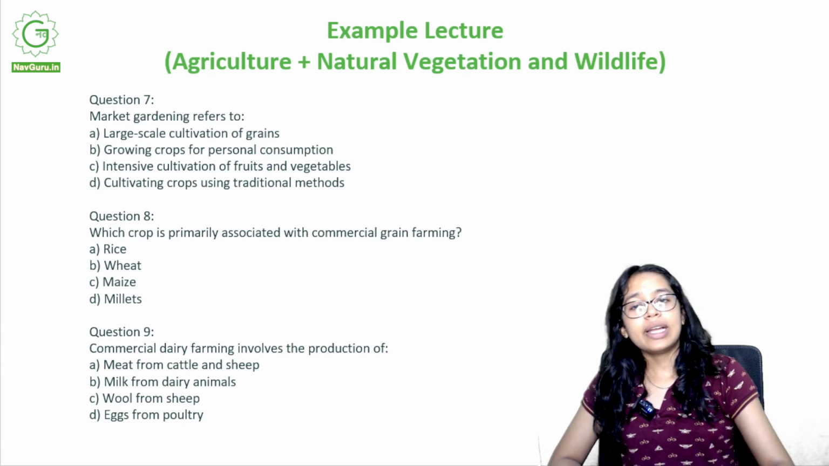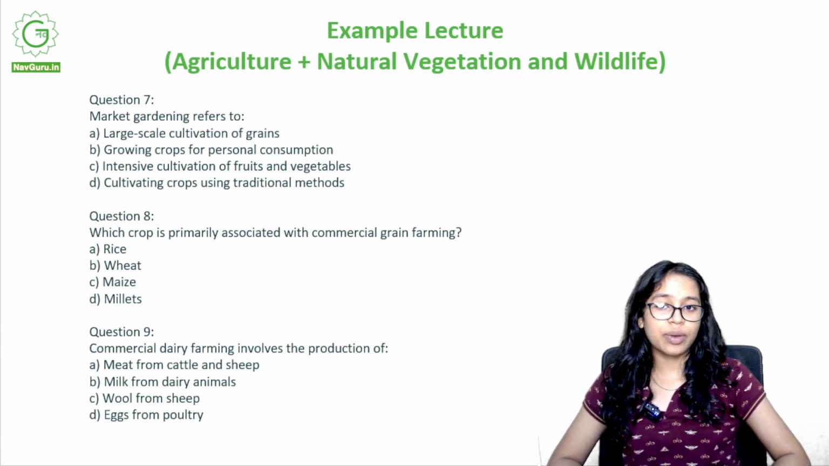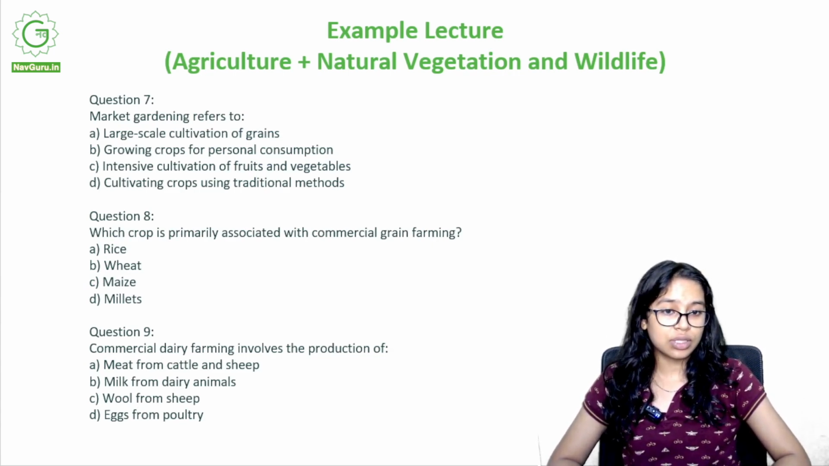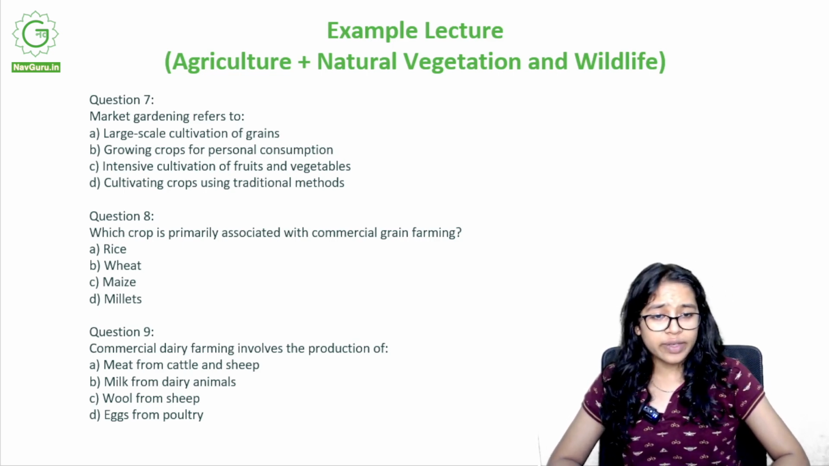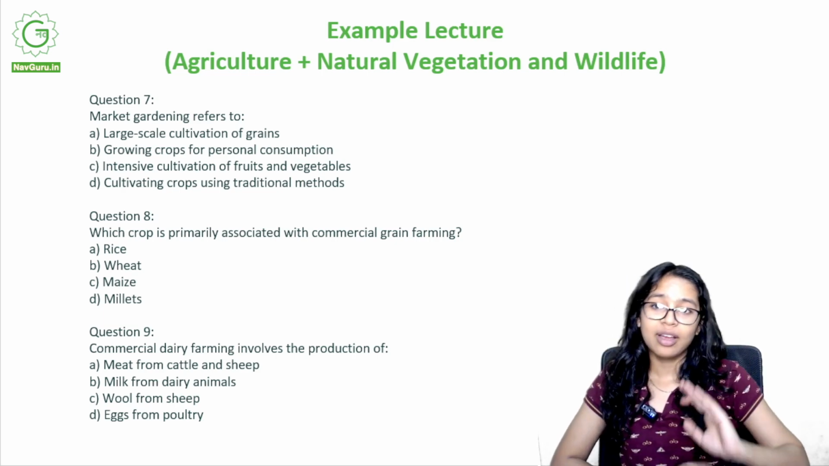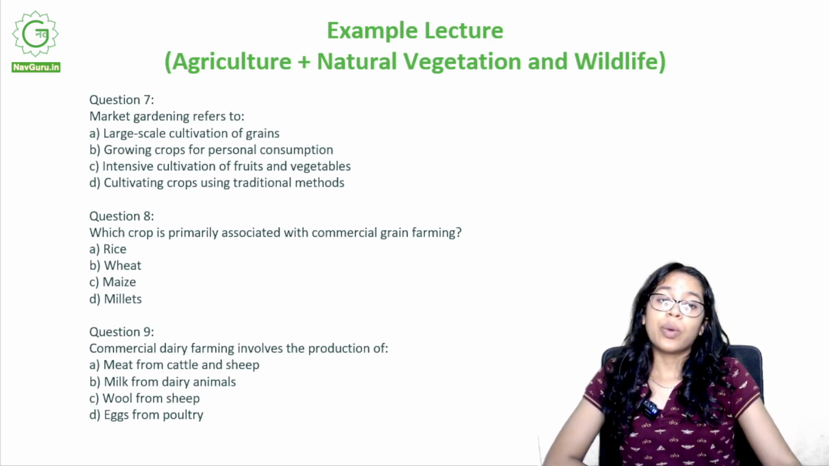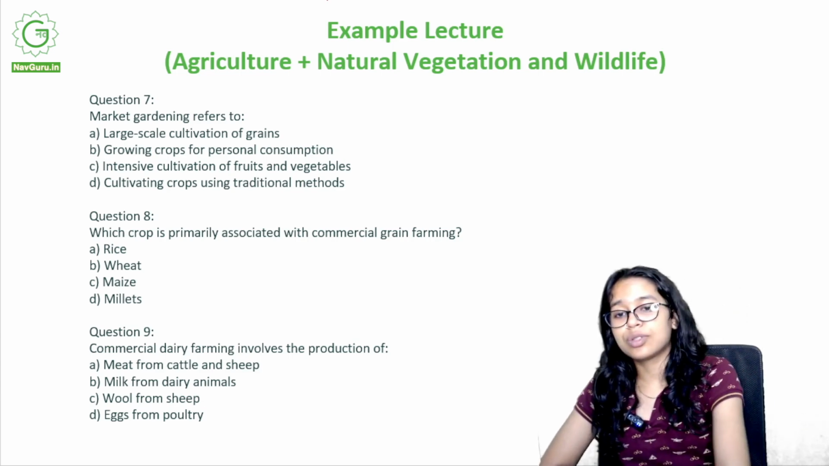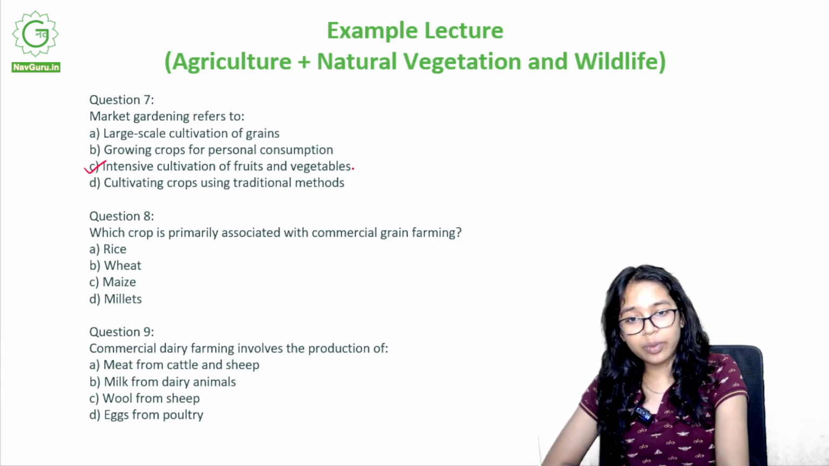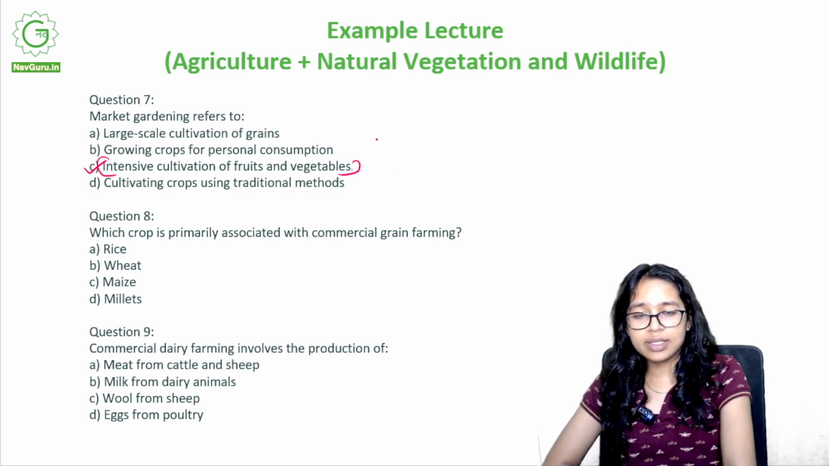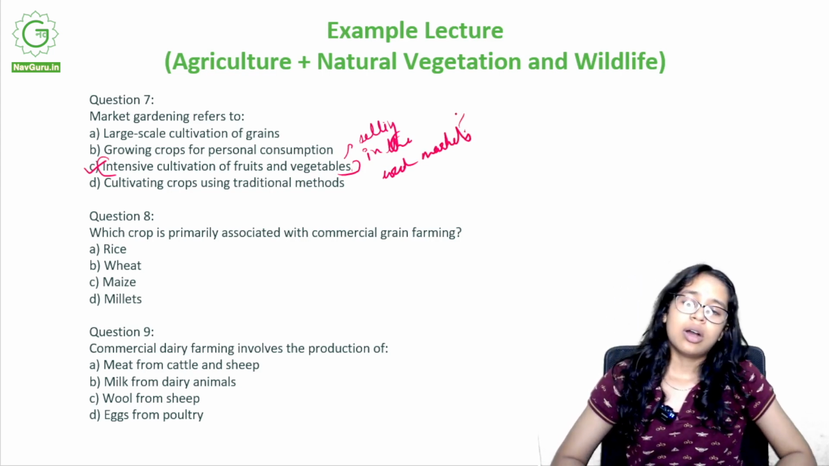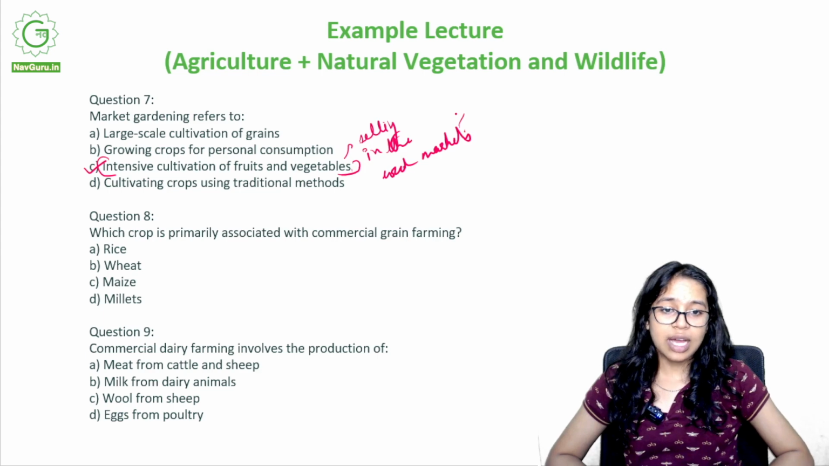Question number 7. Market gardening refers to large-scale cultivation of grains, growing crops for personal consumption, intensive cultivation of fruits and vegetables, or cultivating crops using traditional methods. So, is market gardening large cultivation of grains? No, that's commercial grain farming. Is it growing crops for personal consumption? No, that's subsistence agriculture. Is it intensive cultivation of fruits and vegetables? That is something that comes close to it, even though that's not the right way of defining market gardening, because it also involves selling them in local markets. So intensive cultivation of fruits and vegetables and later selling them in the local markets.